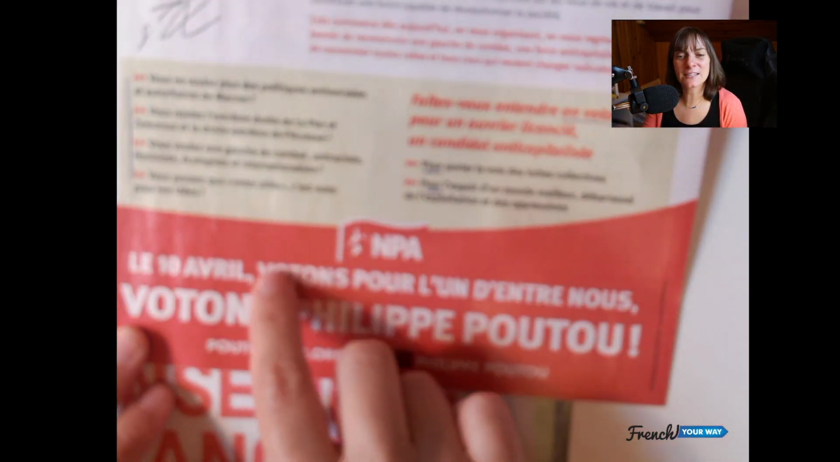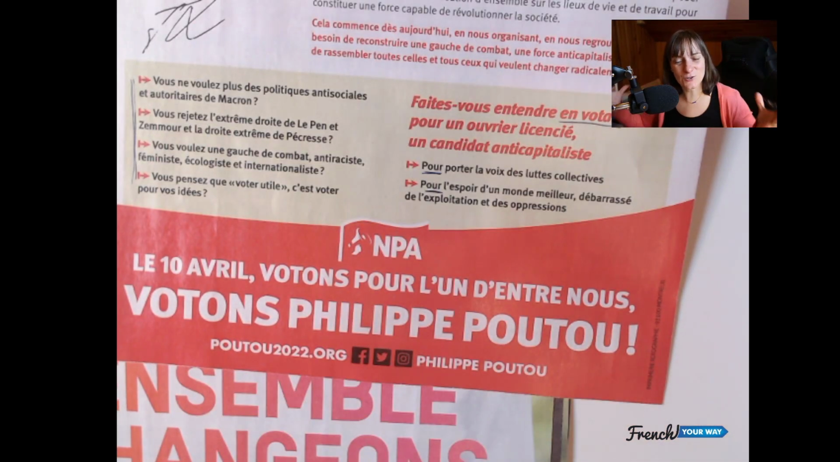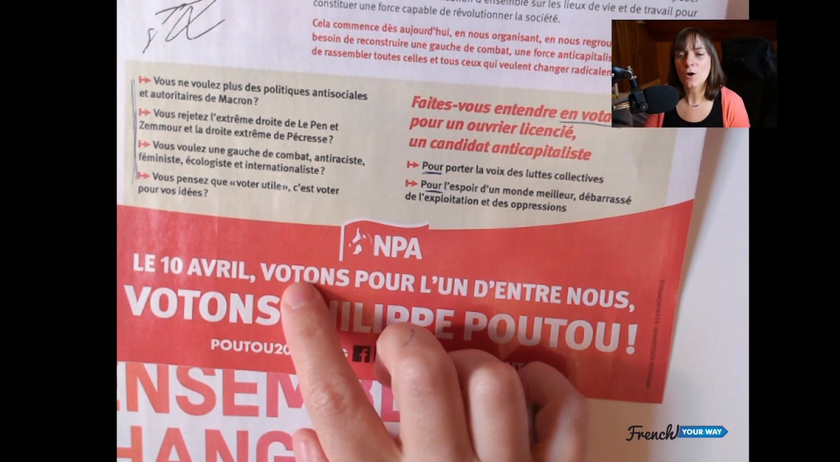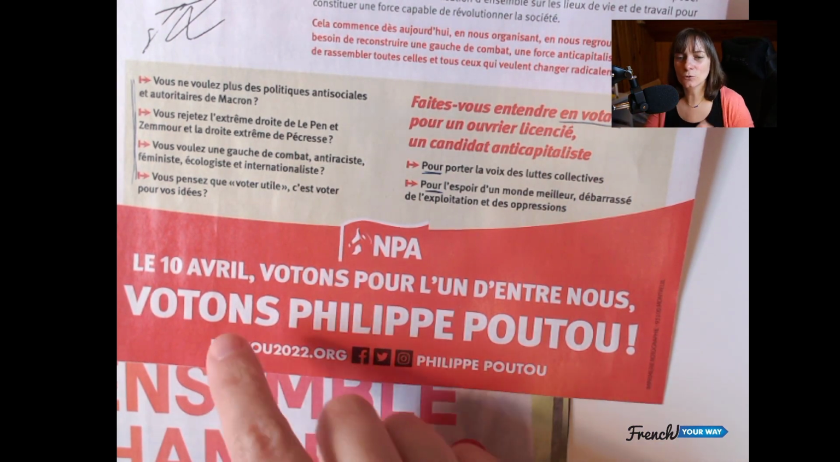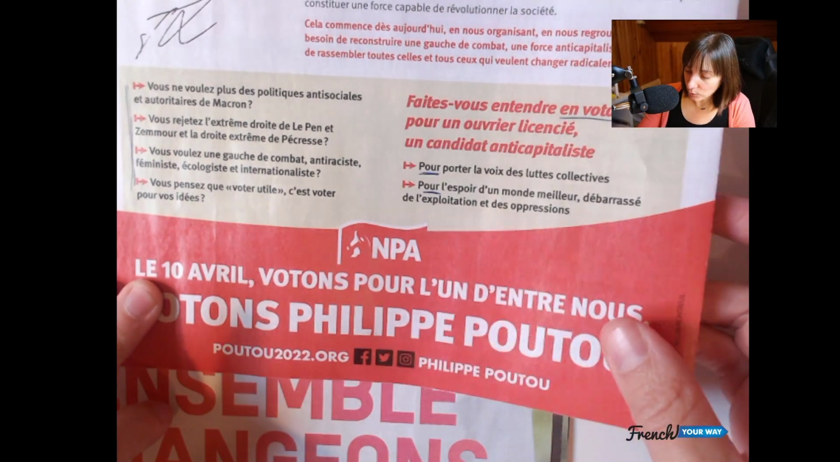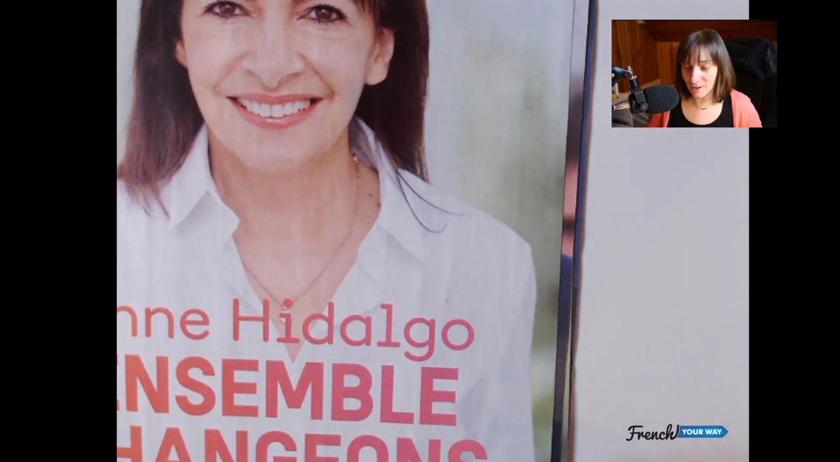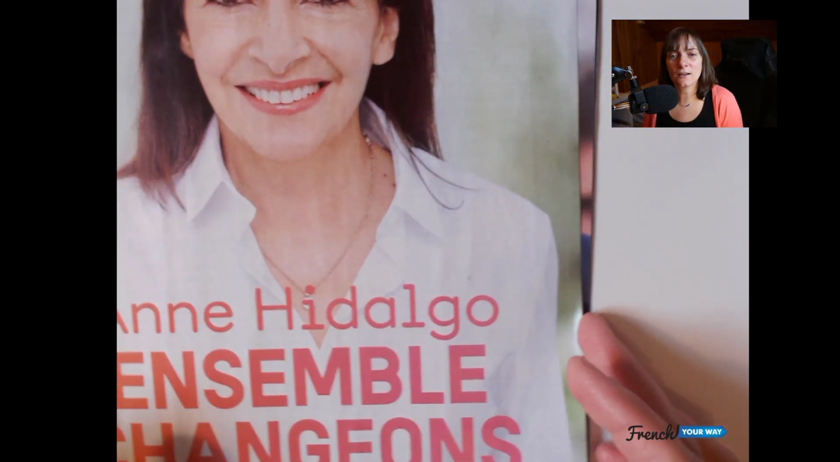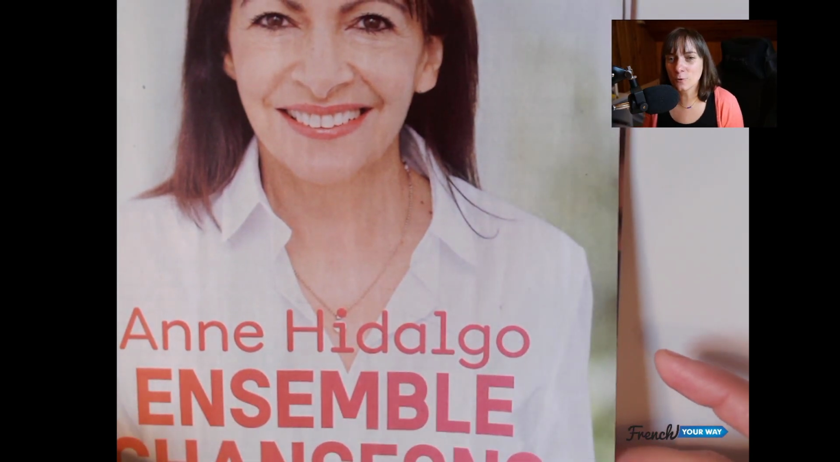Voilà, and still trying to engage people, let's do it together. So imperative, first person plural. Votons pour l'un d'entre nous. Votons Philippe Poutou. Ok.